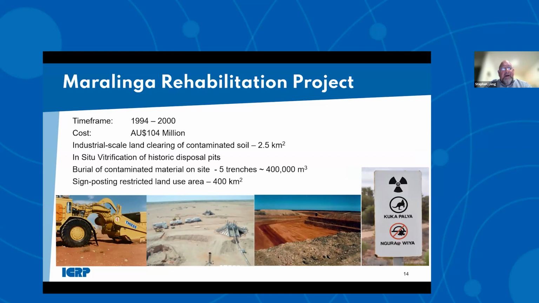It required the burial of contaminated material on site in 5 constructed trenches with a total volume of 400,000 cubic metres. And the signposting, which you can see the sign on the right-hand side of the restricted land use area, had a total area of 400 square kilometres. The sign is in traditional Radiological language, and the pictograms mean there's radiation, it's okay to hunt, don't camp there.